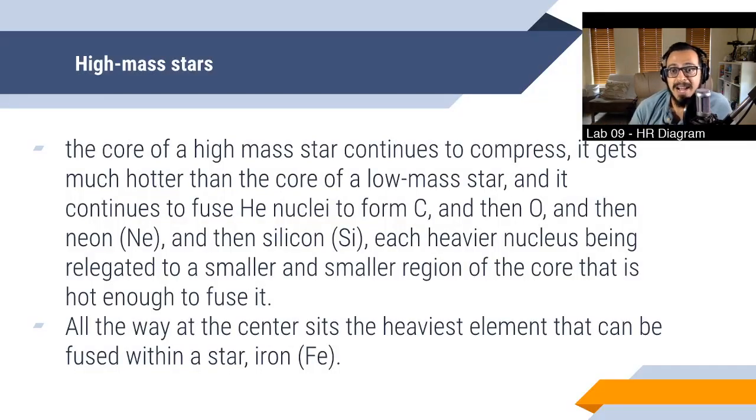The core of a high mass star continues to compress. It gets much hotter than the core of the low mass star, and it continues to fuse helium nuclei to form carbon and then oxygen, then neon, then silicon. Each heavier nucleus is relegated to a smaller and smaller region of the core that is hot enough to fuse it. All the way at the center sits the heaviest element that can be fused within a star: iron.